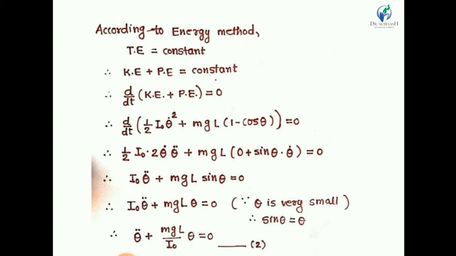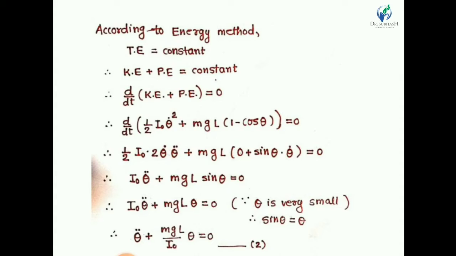Now according to the law of conservation of energy, total energy remains constant. So total energy is equal to kinetic energy plus potential energy. If we take the differentiation of this total energy, then we obtain 0. So d by dt in bracket kinetic energy plus potential energy is equal to 0. Now we put in the equations: d by dt of 1/2 IO into theta dot square plus mgl into bracket 1 minus cos theta, whole bracket complete, is equal to 0.